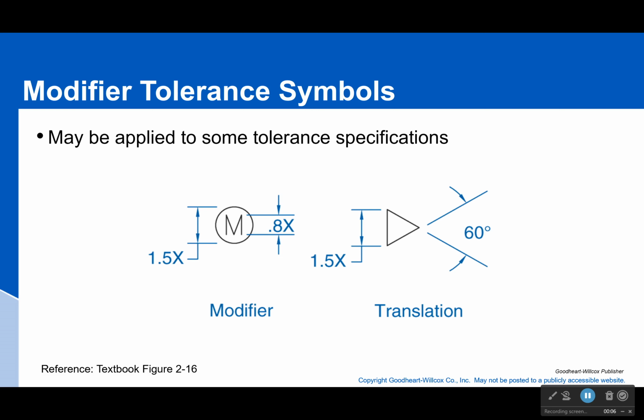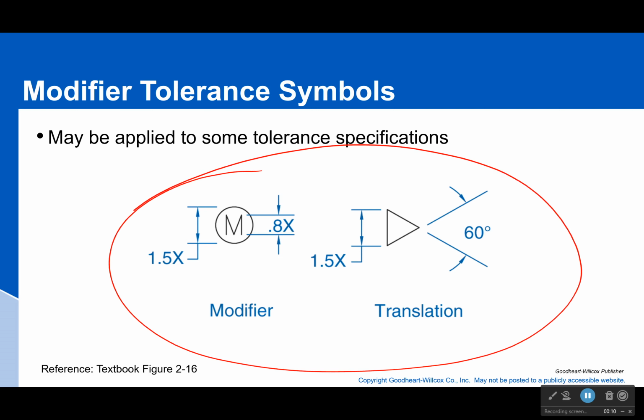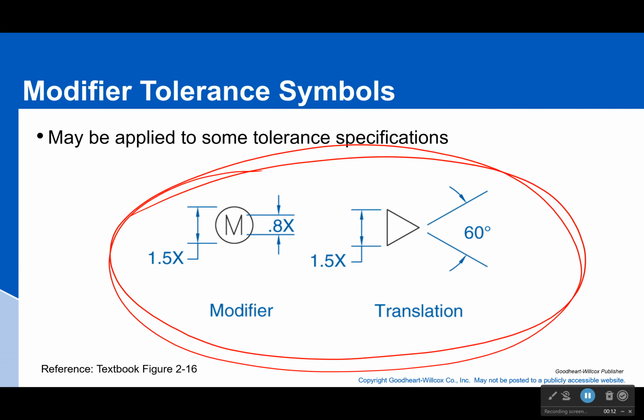The big thing is that these symbols will never be shown by themselves, but next to something else. They'll either be next to the tolerance number, like 0.05 m, or they might be next to a datum. You might see a translation symbol next to that. So you'll see them next to something, they're never by themselves.